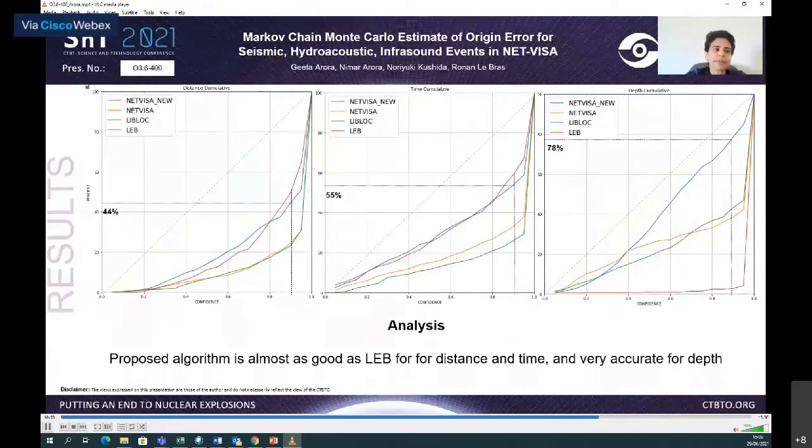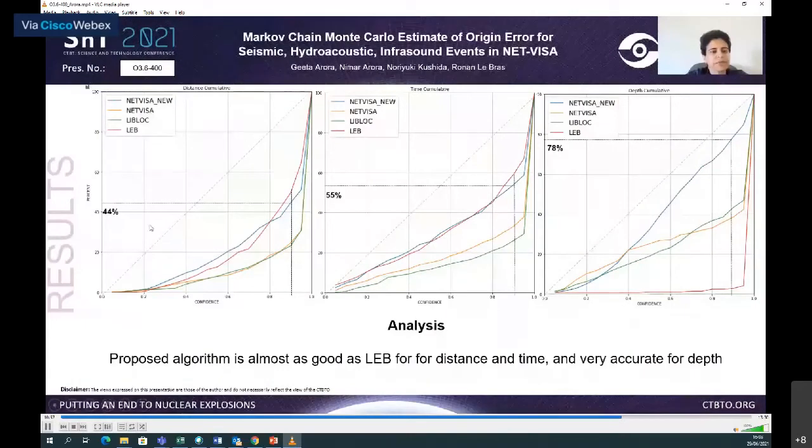Time for some more detailed analysis. These graphs plot the percentage of points for different approaches at different confidence ranges for distance, time, and depth. An ideal approach would coincide with the dotted green line right here in the middle. This line represents, for example, that 60% points should lie within the 60% error ellipse, 20% points should lie within the 20% error ellipse, and so on.